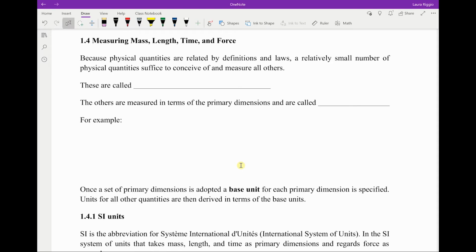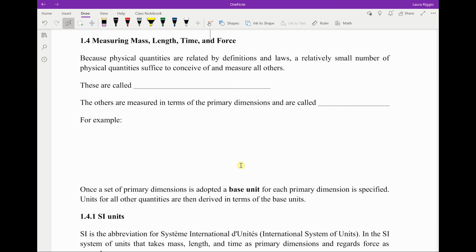Alright, in today's lecture, we're going to go over mass, length, time, and force, as well as their units. We're going to go over both SI units and English units. Because our physical quantities are related by definitions and laws, we actually need a relatively small number of physical quantities to conceive of and measure all others.